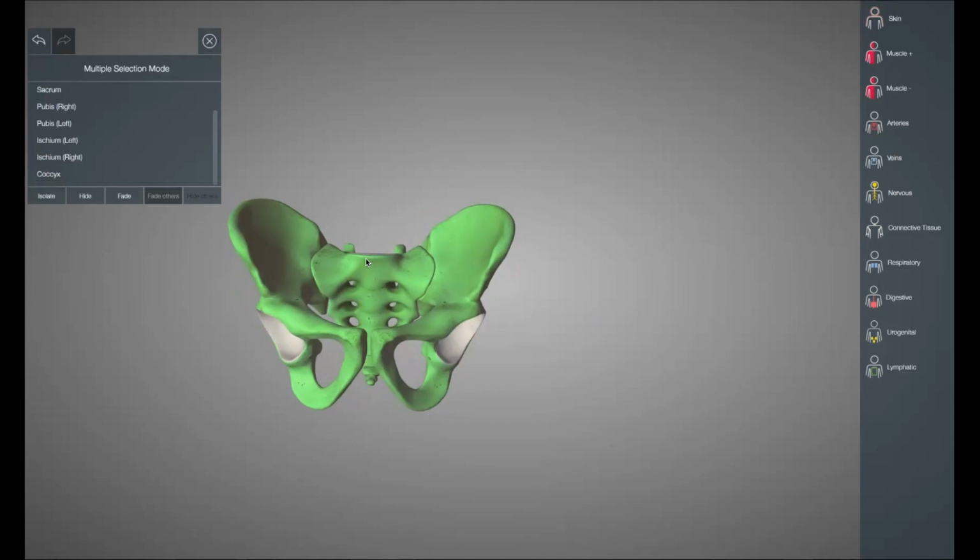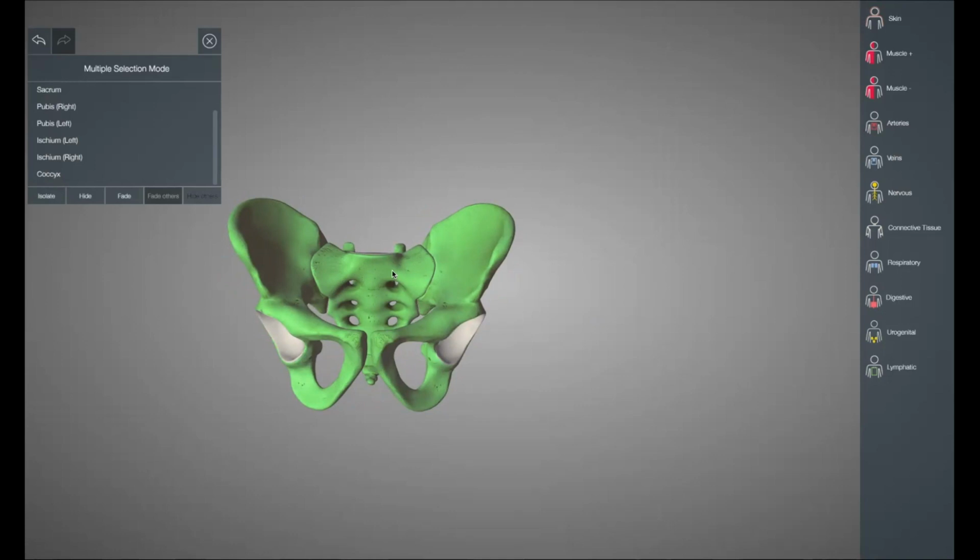Posterior is the sacral promontory and sacral wings. Posterior: sacral wing, promontory, sacral wing. Okay?